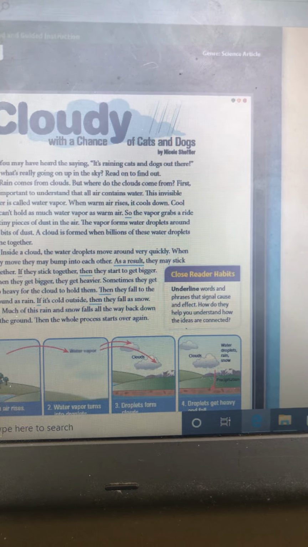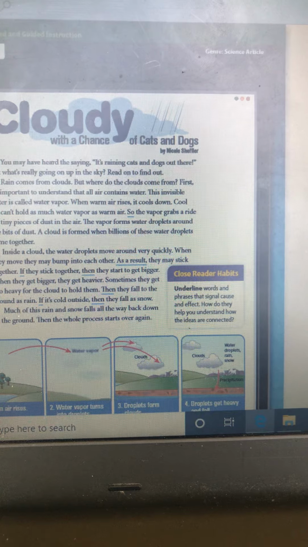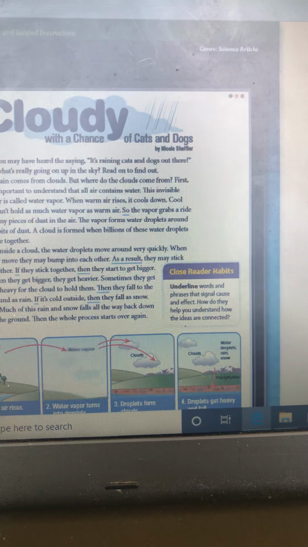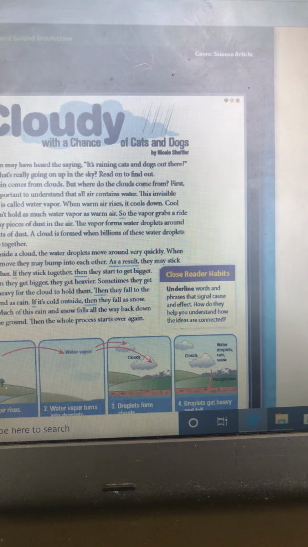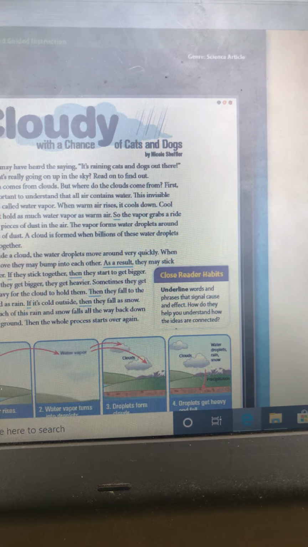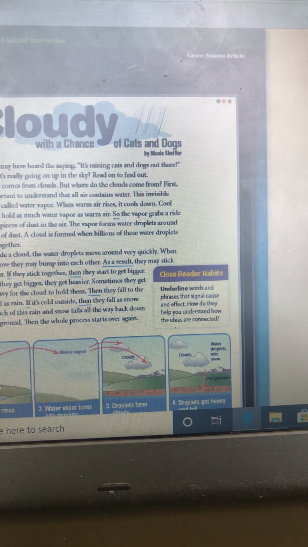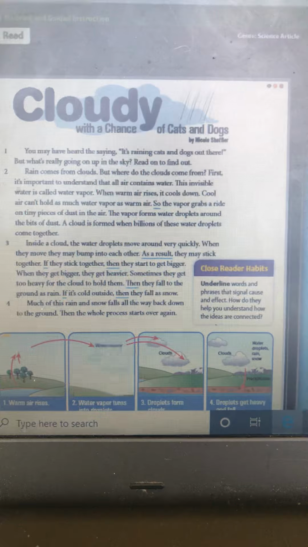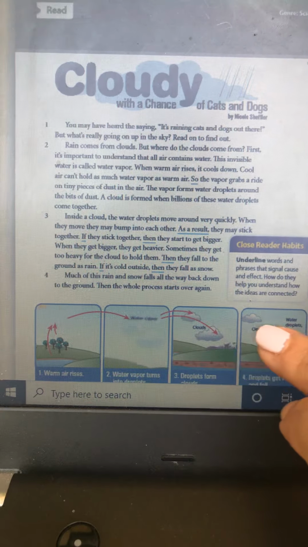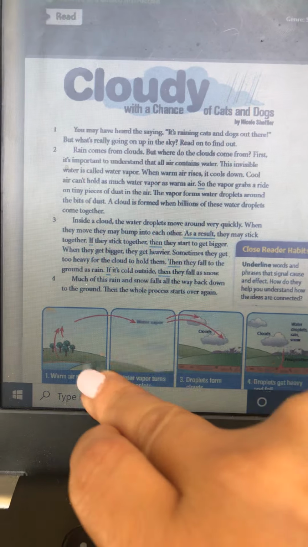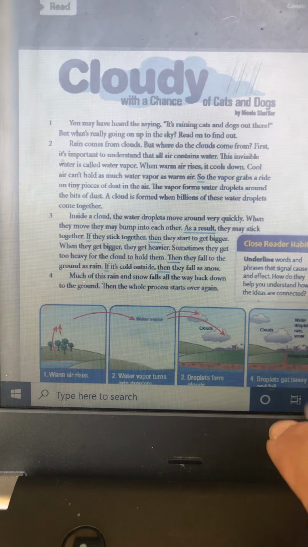Sometimes they get too heavy for the cloud to hold them. Then they fall to the ground as rain. If it's cold outside, then they fall as snow. Much of this rain and snow falls all the way back down to the ground. Then the whole process starts over again. And this here is a picture of the process of what is otherwise known in science as the water cycle, right? This is the example of the water cycle.